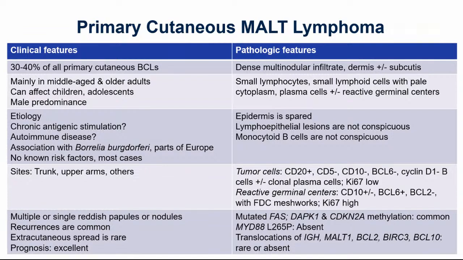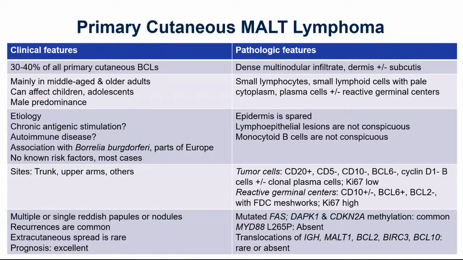The lesions tend to affect the trunk and the upper arms, but they can be found in other anatomic sites. What one usually sees clinically are multiple or sometimes single reddish papules or nodules. Recurrences are common, but extracutaneous spread is rare, and the prognosis is overall really excellent.